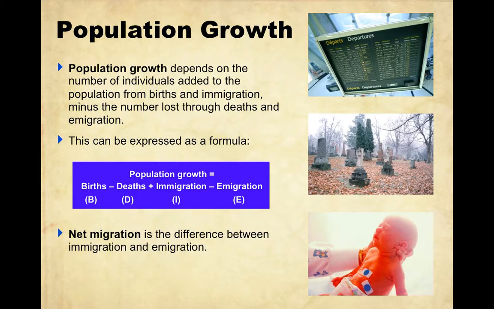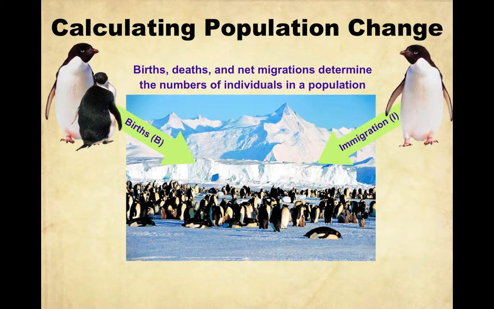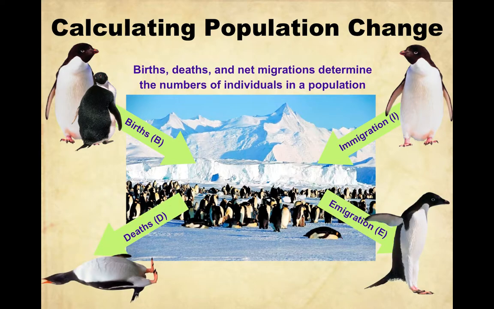So net migration is the difference between the immigration and emigration. If you have a positive net migration, that means more organisms are coming in. If you have a negative net migration, that means more organisms are going out. So when we're calculating population change, we're looking at 4 things, okay? Births, immigration, so that gives you positive numbers. Deaths and emigration, those are your negatives, okay? So addition, addition, subtraction, subtraction.